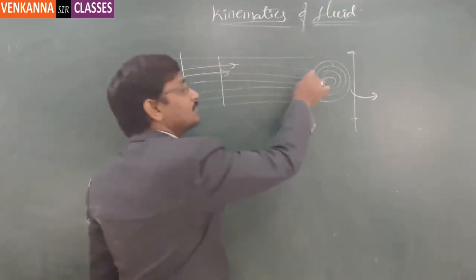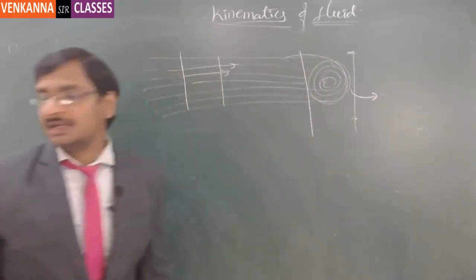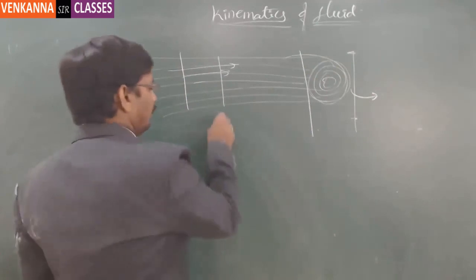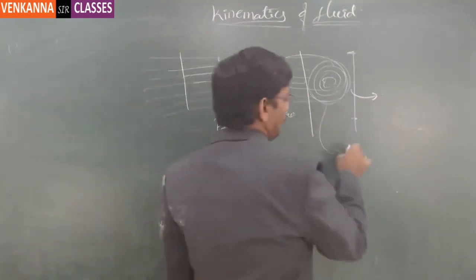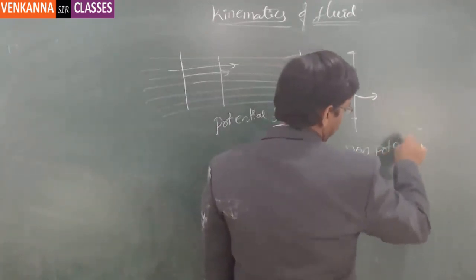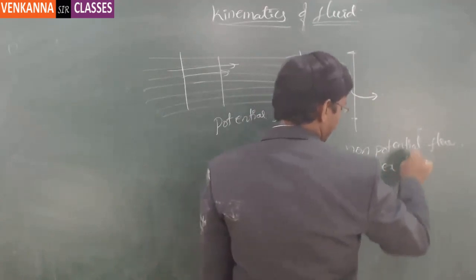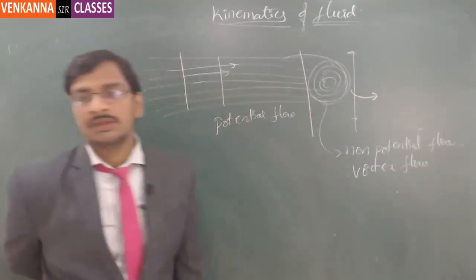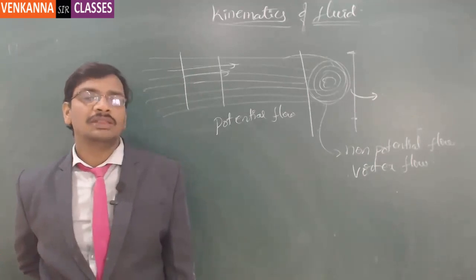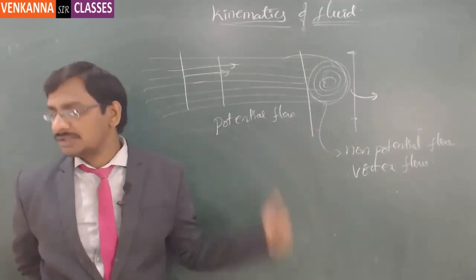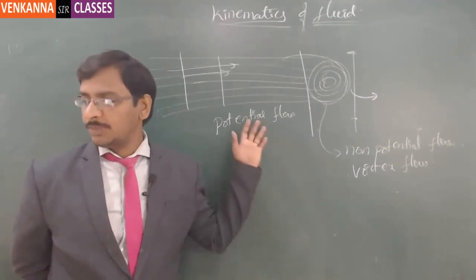Now the moment it comes here, this fluid will come and rotate like this. Till this point you can analyze it as potential flow, right? So till this point only it is potential flow, and here it is non-potential flow, and this is named vortex flow. That's why in our syllabus, if you notice, potential flow is a separate topic and vortex flow is a separate topic. But in general, any fluid flow you can think of will always have them coming together, not separately. But in our normal theoretical analysis, we will deal with the potential flow and vortex flow separately.